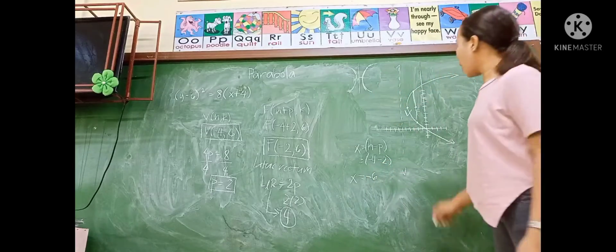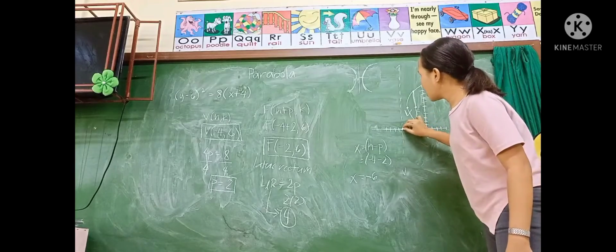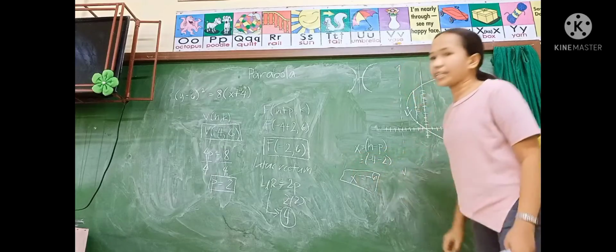So, i-check natin kung tama. 1, 2, 3, 4, 5, 6. And this point is negative 6. So, tama yung ating directrix.